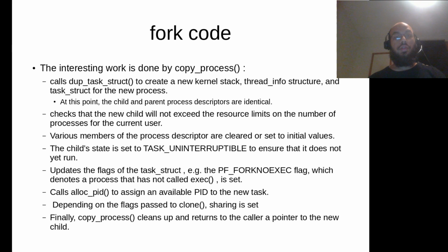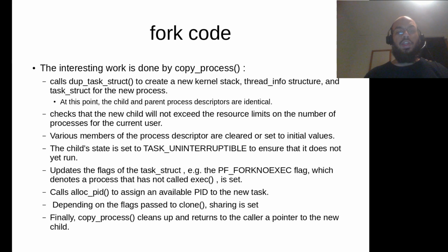Of the child thread or of the child task. Okay. You update the flags of the task structure, including, for example, a flag for whether the process has not called exec yet. This flag basically says that this process has not called exec, and that tells the kernel that this process has not yet copied the data from the other program that it is supposed to run. And now if this process starts writing or reading, then I need to copy the data of the parent again.